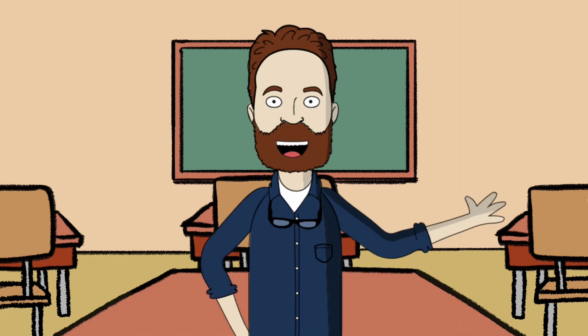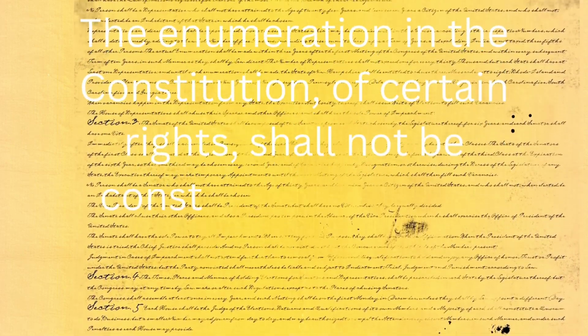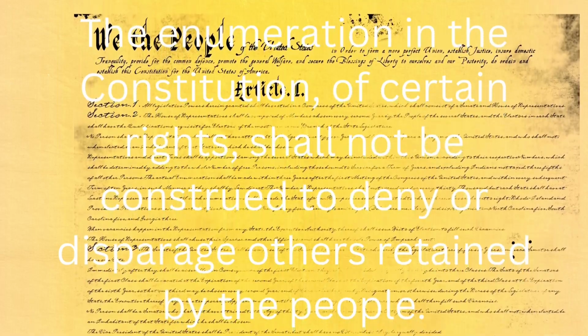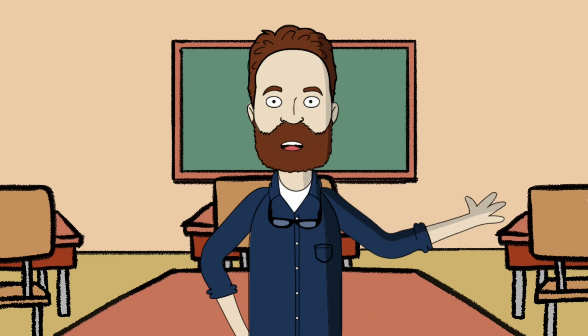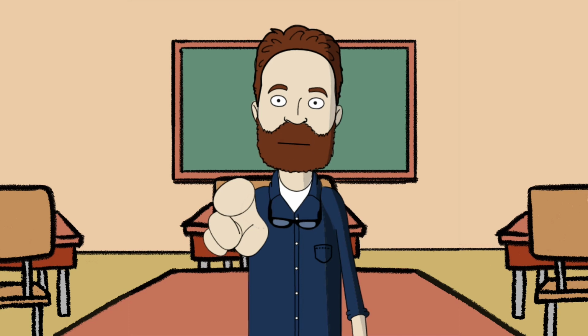Next up is the Ninth Amendment. The enumeration in the Constitution of certain rights shall not be construed to deny or disparage others retained by the people. The Ninth Amendment states that the Bill of Rights does not include all of the rights that citizens have. This means that there are other rights that are not specifically listed in the Constitution.